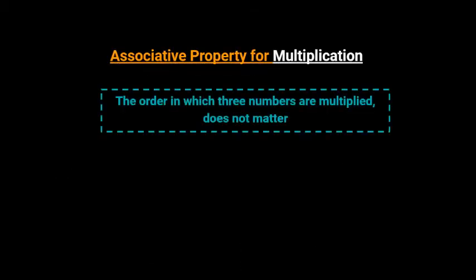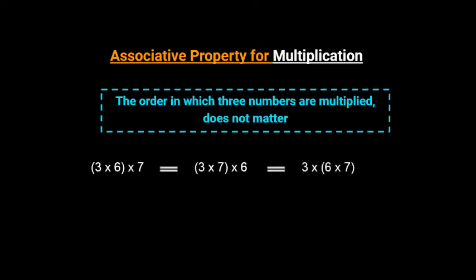According to associative property for multiplication, in what order 3 numbers are multiplied does not change the result. For example, we need to multiply numbers 3, 6 and 7. Now if we multiply 3 and 6 first, and then we multiply 7, or we multiply 3 and 7 first, then 6 is multiplied, or we multiply 6 and 7 first, then 3 is multiplied, the result will be same.